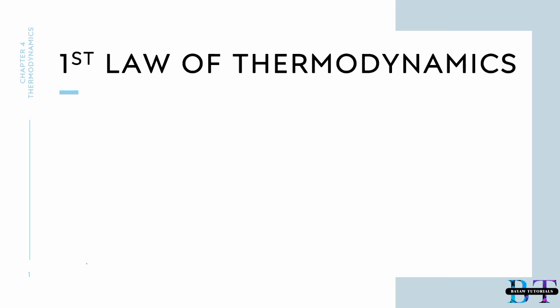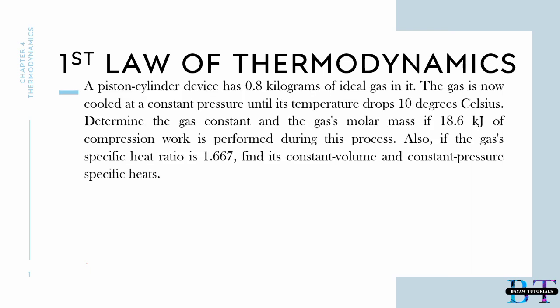Okay, now let's have our chapter 4 in thermodynamics, and the first law as our topic. Now our question. A piston cylinder device has 0.8 kilograms of ideal gas in it.